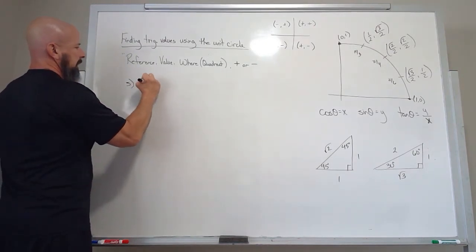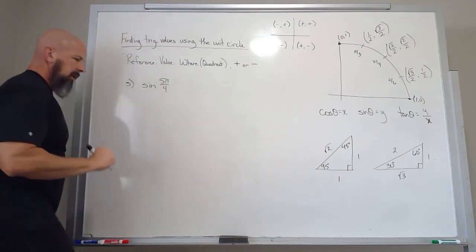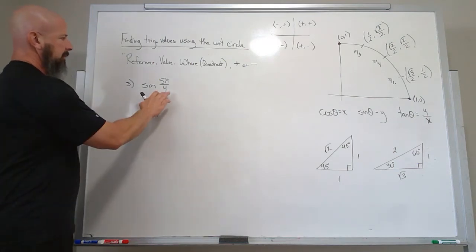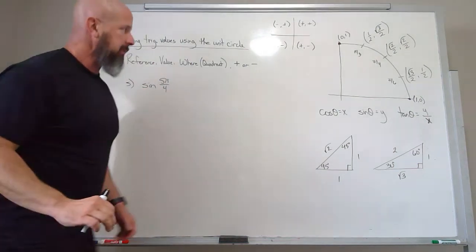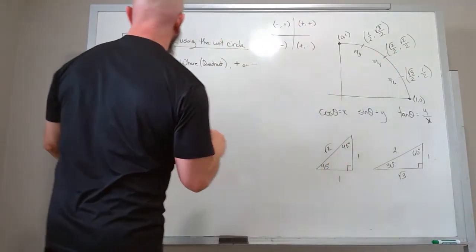Let's go sine of 5pi/4. Again, my reference angle is that pi/4. As soon as I see the pi/4, I'm thinking sine of pi/4. That's the y value. Root 2 over 2.